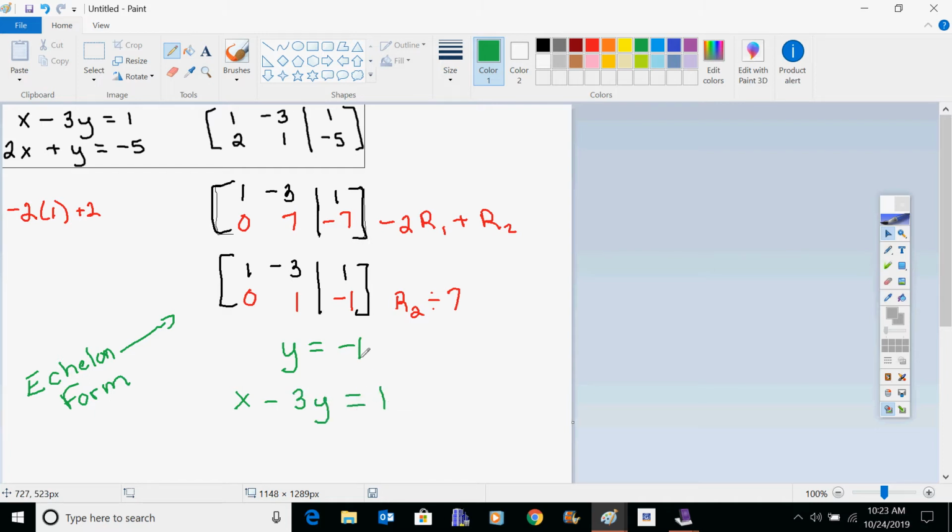So then you can take your negative 1 and plug it in and have very little work to do at the end. So this is really what the whole point of putting into echelon form is, so that you have something that's not too difficult as far as solving. So we get negative 2. So our answer would be negative 2, negative 1.